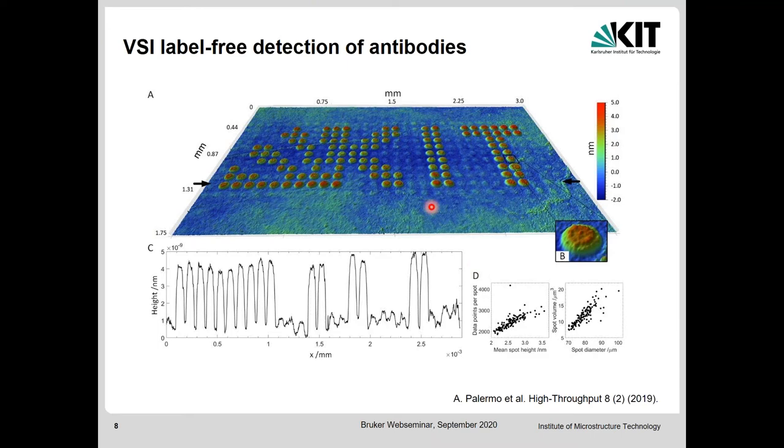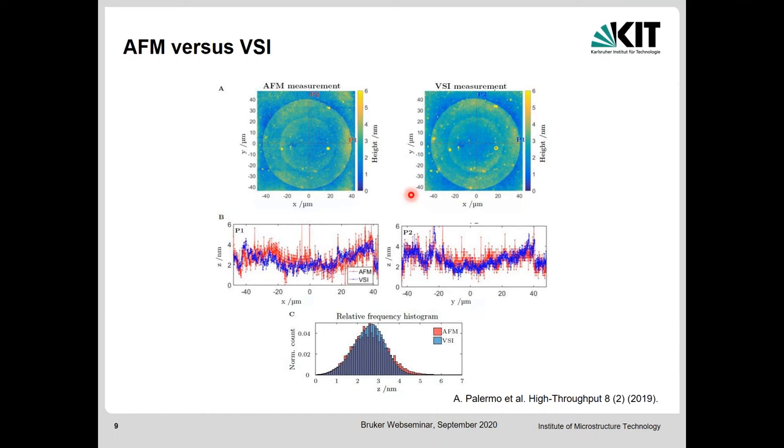Then, together with Richard Thelen, who will shortly describe the correlation measurements after me, we compared the AFM measurements versus optical profilometer VSI measurements, and we found a very nice, strong correlation in the heights of the accumulated antibodies measured via both techniques.